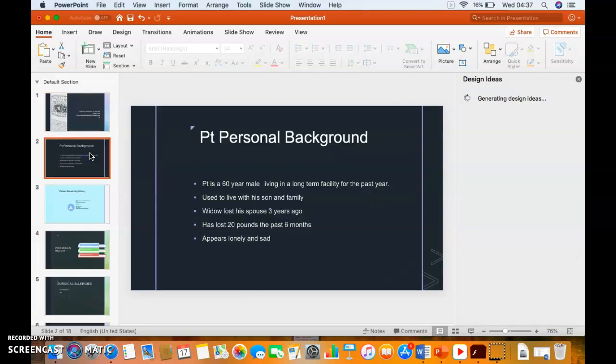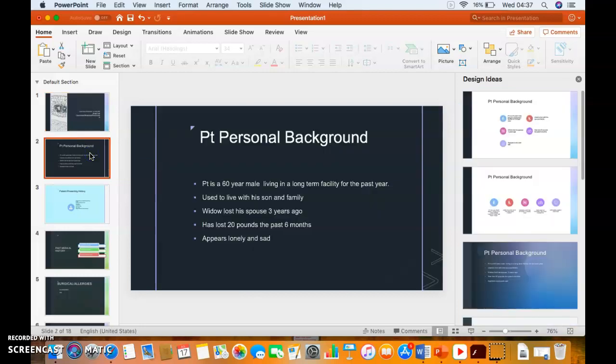Next slide. This patient presented to the emergency department from a long-term facility. He's lived there the past year. He used to live with his son and his family until recently. He lost his spouse 3 years ago, has lost 20 pounds the past 6 months for no reason at all. He does appear lonely and sad.